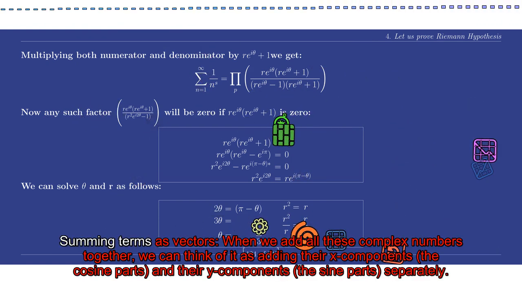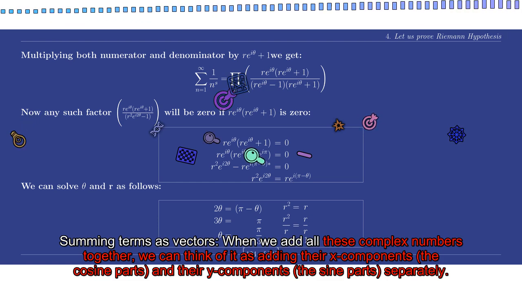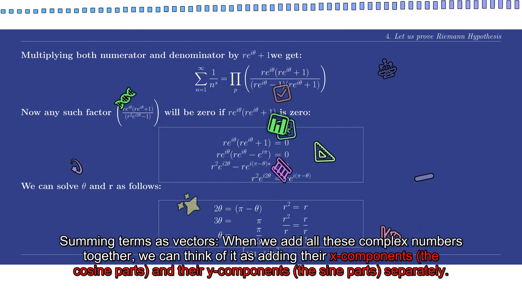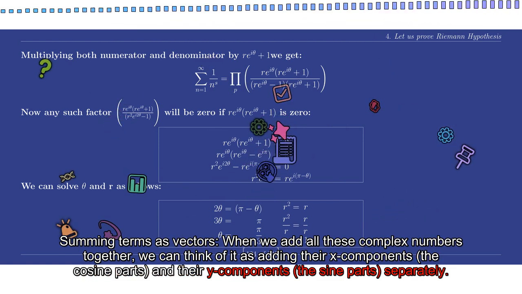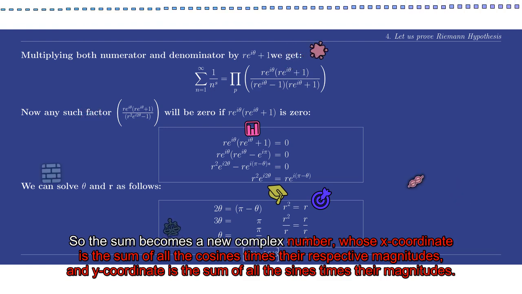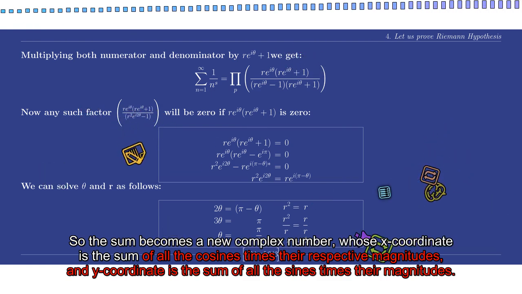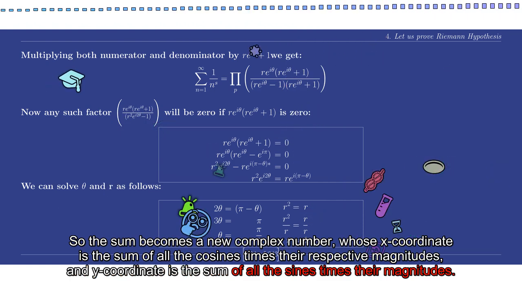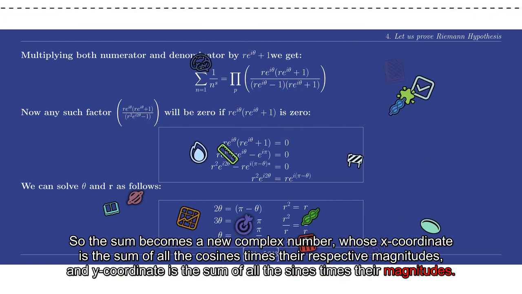Similarly, r squared e to the 2i angle equals r squared cos 2 plus i r squared sin 2, and so on. Summing terms as vectors: when we add all these complex numbers together, we can think of it as adding their x components, the cosine parts, and their y components, the sine parts, separately. So the sum becomes a new complex number, whose x-coordinate is the sum of all the cosines times their respective magnitudes, and whose y-coordinate is the sum of all the sines times their magnitudes.